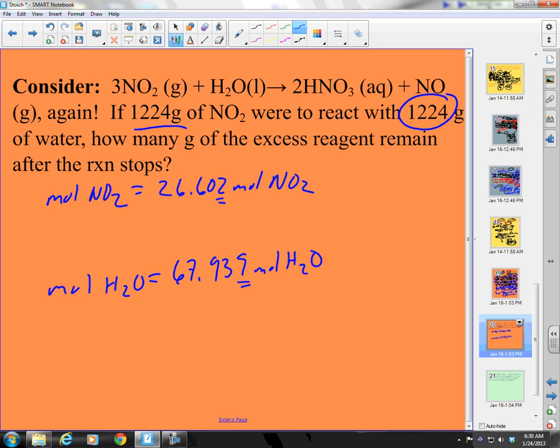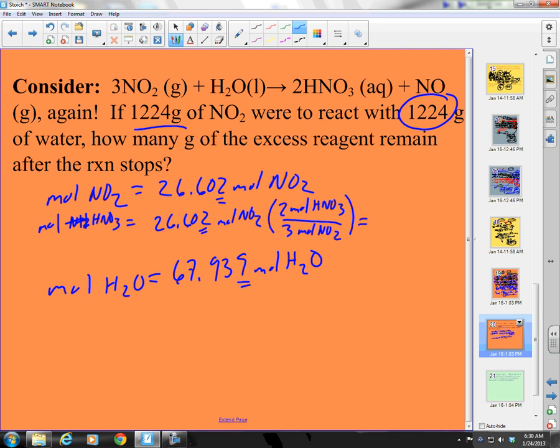Okay, and then what would we do? We'd say, hey, I need to figure out moles of nitric acid, right? Which is going to be 26.602 moles of NO2 times my mole ratio, 2 moles of HNO3 per 3 moles of NO2. And so what do I get? Let's take my 26.602 times 2 divided by 3, and I think I get 17.734 moles of HNO3.